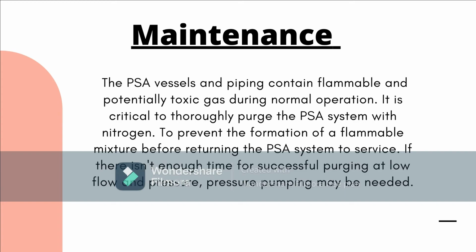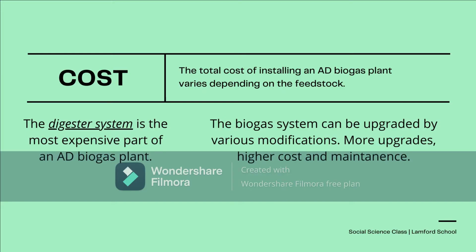Next, we are going to talk about the cost. The total cost of installing an AD biogas plant varies depending on the feedstock. For example, what would you want to yield? For example, corn, maize. The most expensive part of an AD biogas plant is the digester system.